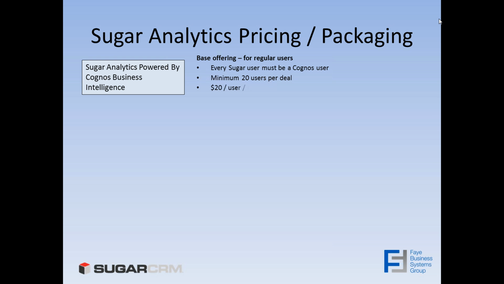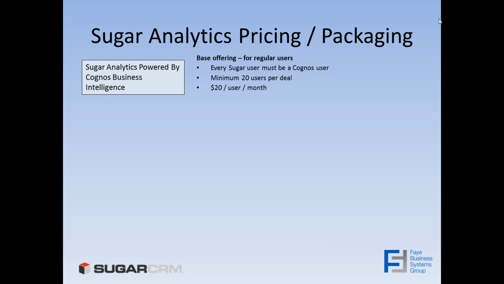So the base component, which is the one that most of you will use, 99% of the time this is the offering that would be used. This is the piece that provides that dashlet visibility that I showed on the screenshots. And that's the base offering. It's just called Sugar Analytics, powered by Cognos Business Intelligence. And the list price is $20 a user a month.